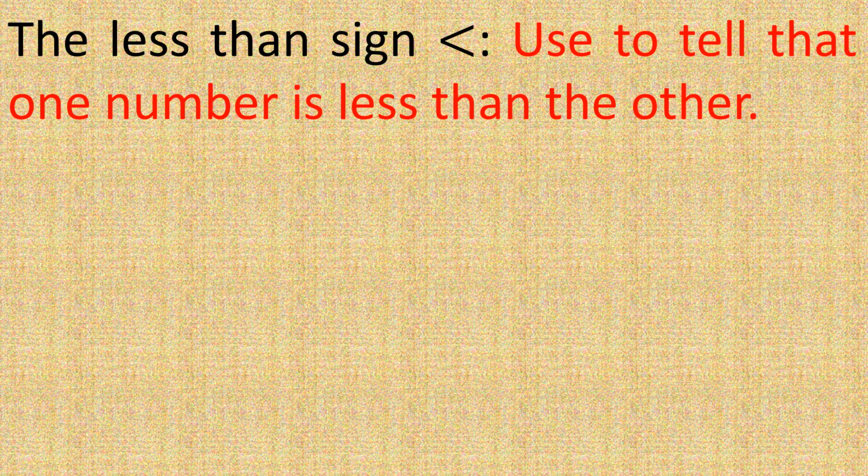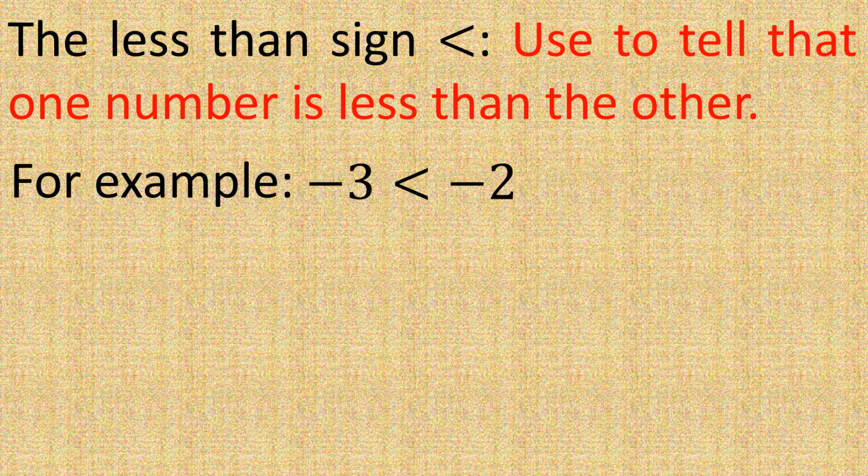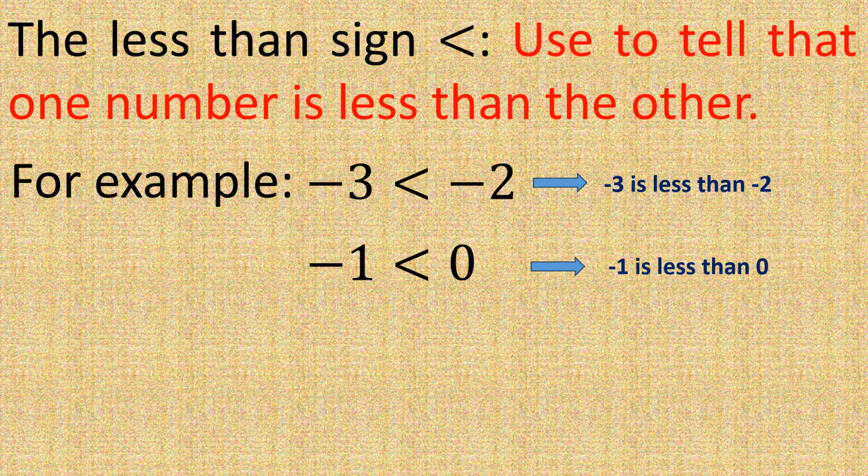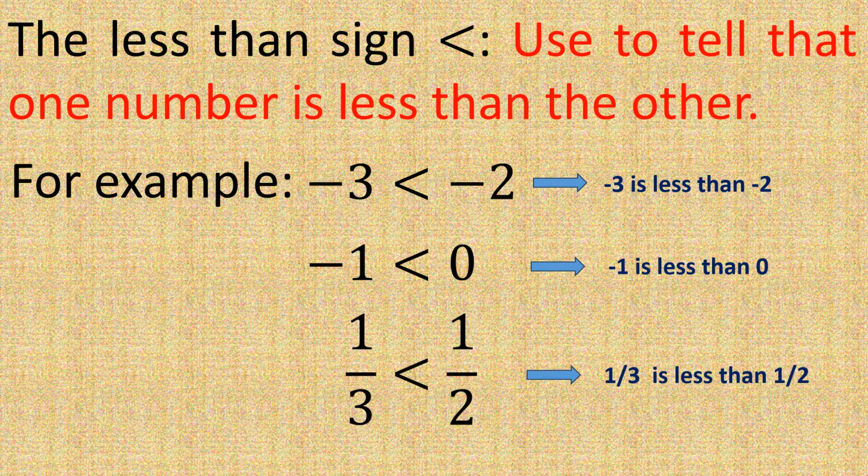This symbol, resembling a folded left elbow, is used to indicate that one number is less than the other. For example, this implies that -3 is less than -2. This implies that -1 is less than 0. This implies that 1/3 is less than 1/2.